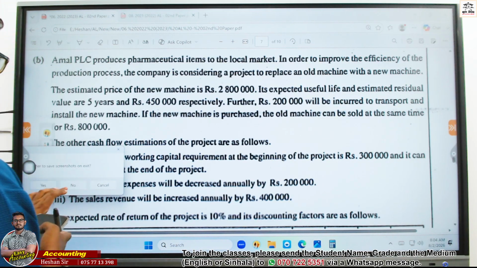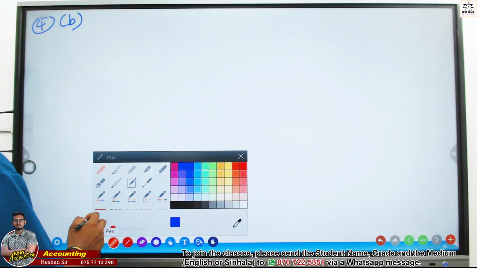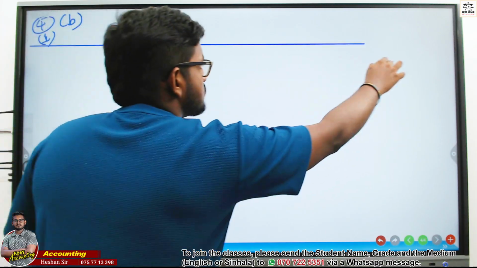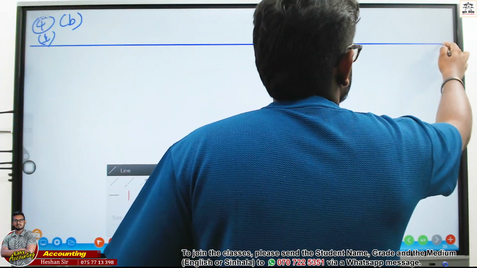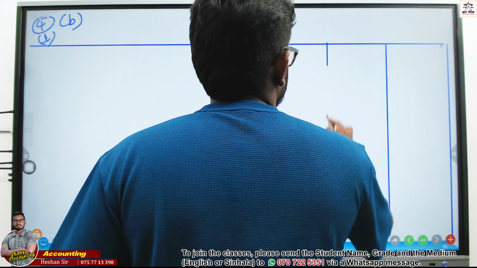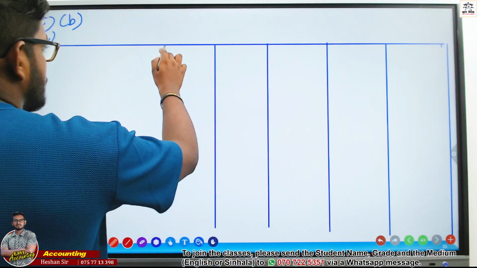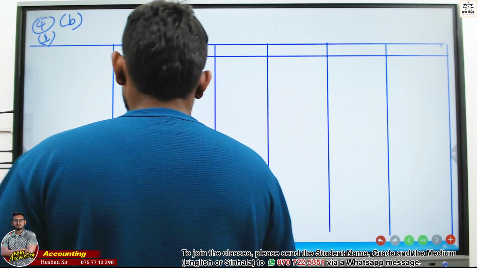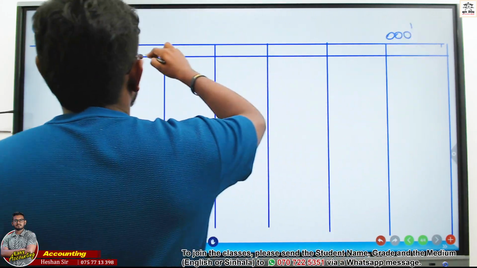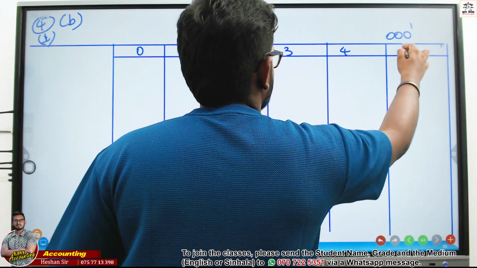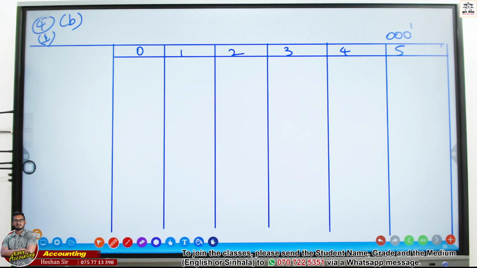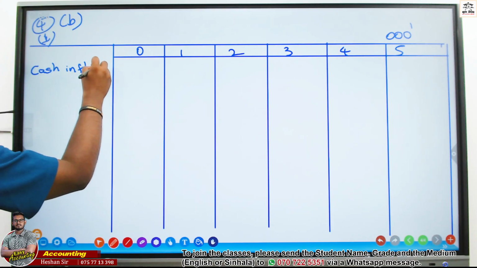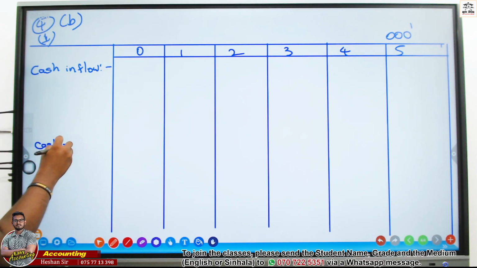So, 4B number one, there are 5 years, right? You can see there are 5 years. Years 1, 4 and 5. Cash inflow and outflow, right? Cash inflow and cash outflow.